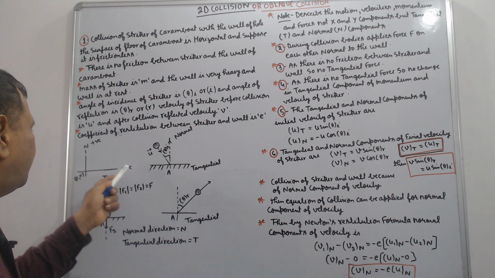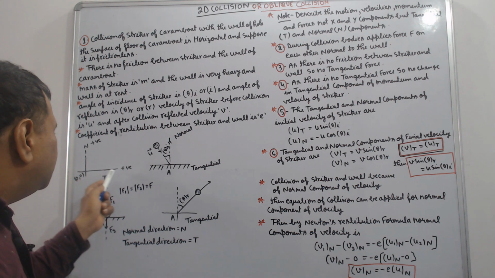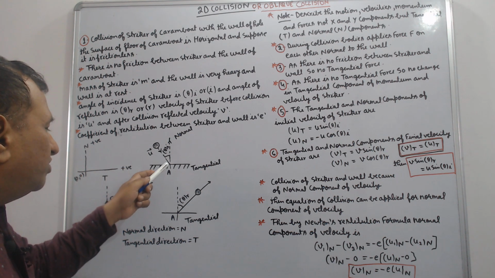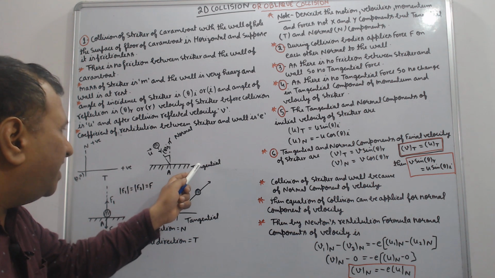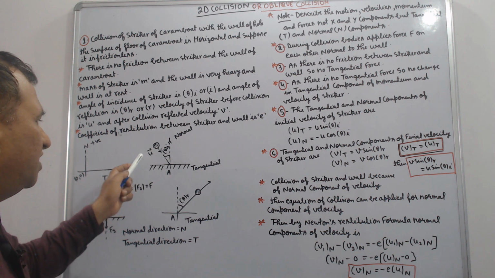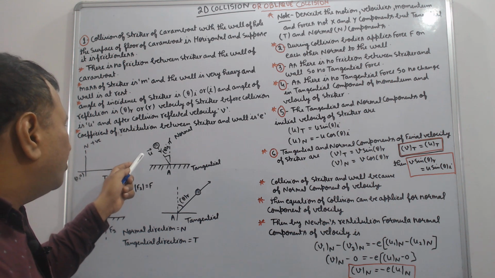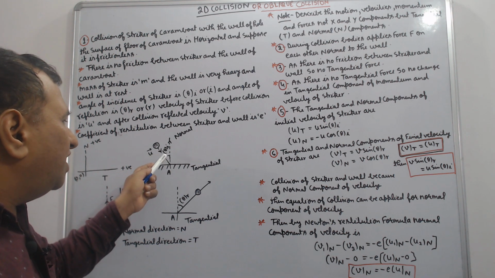This is the positive direction and this is the positive direction. This is the tangential direction. This is the normal direction. So A is the point of incidence, with the tangential direction and the normal direction. u is the initial velocity, the velocity before collision. Theta i is the angle of incidence.